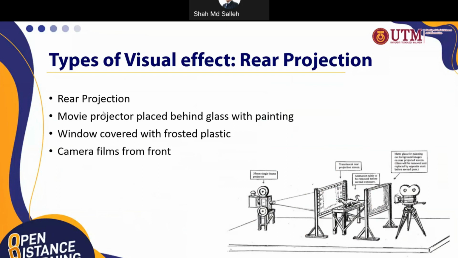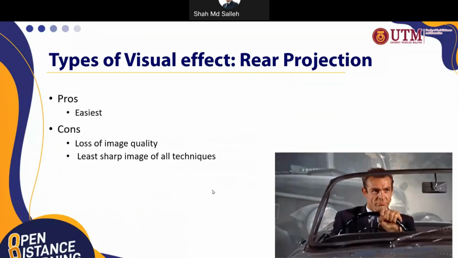This is real production, real projection. A movie projection is placed behind the glass with the painting. The window is covered with frosted plastic, and then the camera films from the front. This is real production, real projection. For example, in the James Bond movie, you can see the difference.